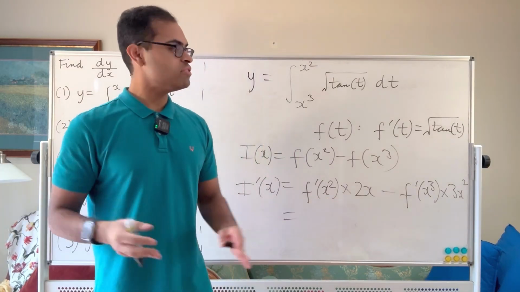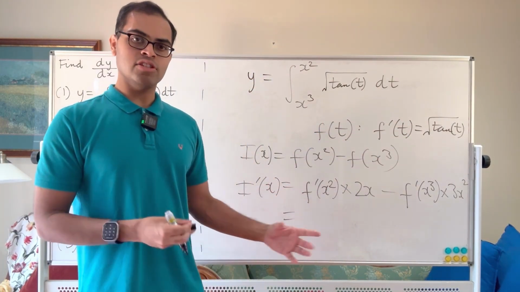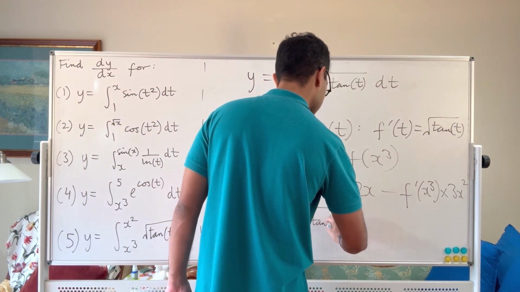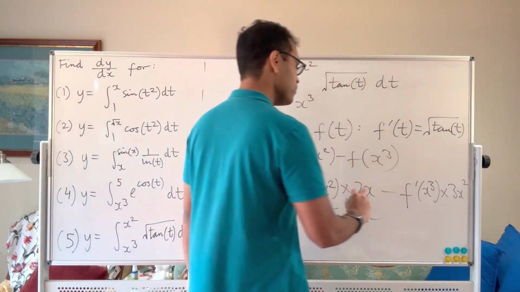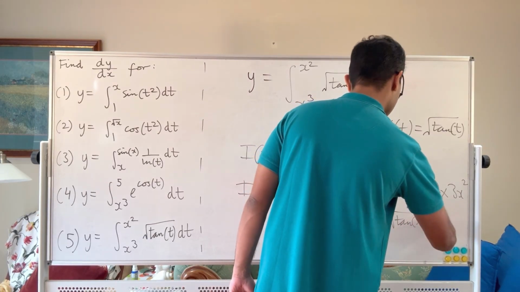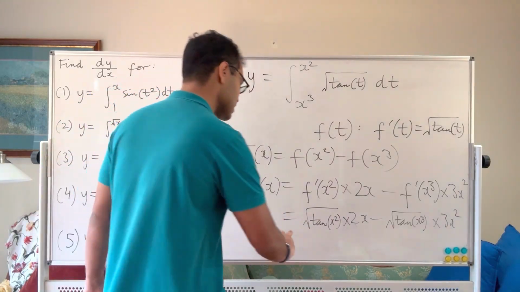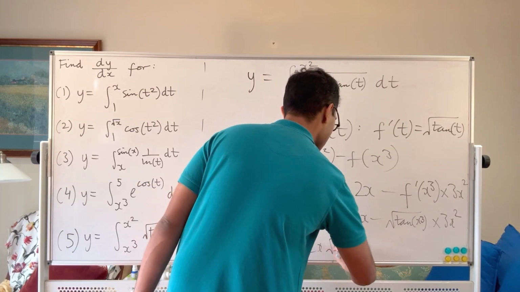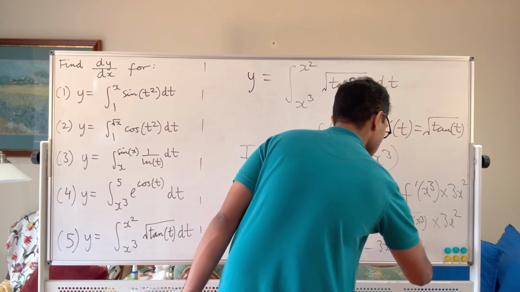We know f prime of t is the square root of tan t. Now what is f prime of x squared and f prime of x cubed? So f prime of x squared is going to be the square root of the tangent of x squared times 2x, and then f prime of x cubed is going to be the square root of the tangent of x cubed times 3x squared. That's going to be our answer, and if you like, I didn't do this last time, but just to show you, you can write it out in one go: 2x times the square root of the tangent of x squared minus 3x squared times the square root of the tangent of x cubed.